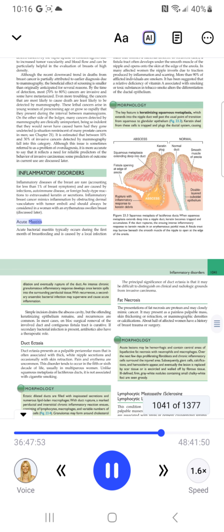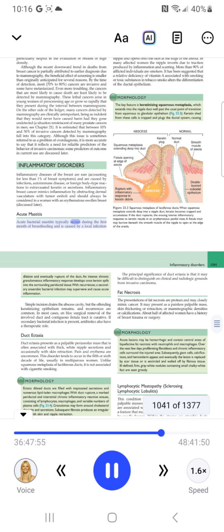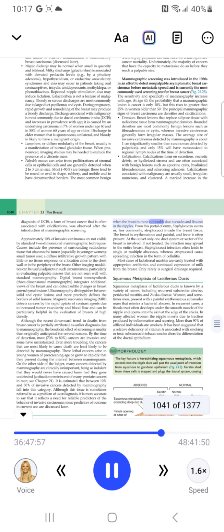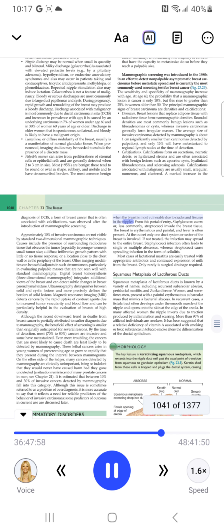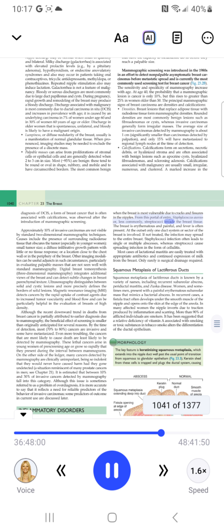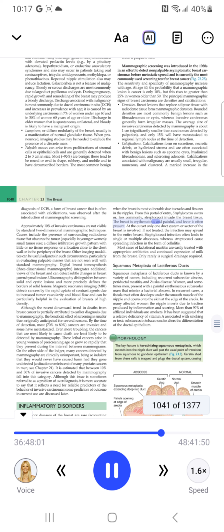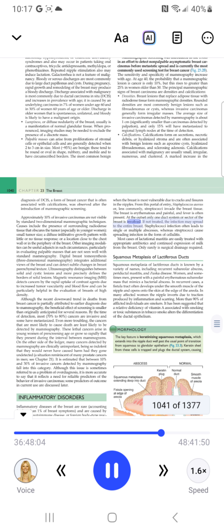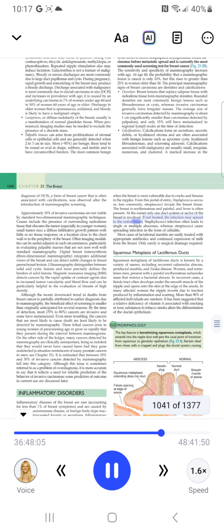Acute mastitis. Acute bacterial mastitis typically occurs during the first month of breastfeeding and is caused by a local infection, when the breast is most vulnerable due to cracks and fissures in the nipples. From this portal of entry, Staphylococcus aureus, or less commonly, streptococci, invade the breast tissue. The breast is erythematous and painful, and fever is often present. At the outset, only one duct system or sector of the breast is involved. If not treated, the infection may spread to the entire breast.